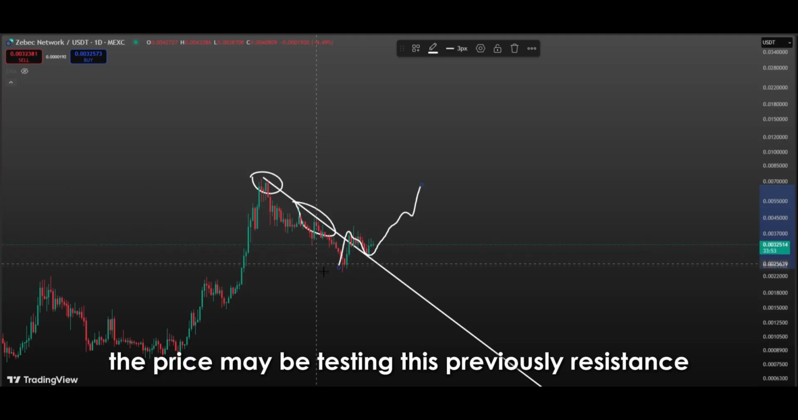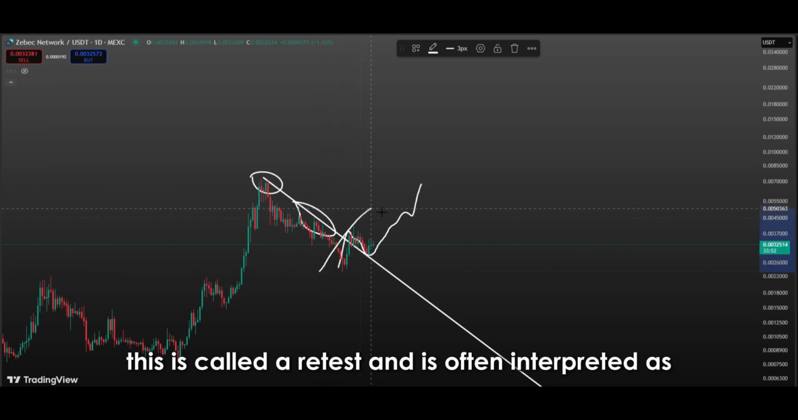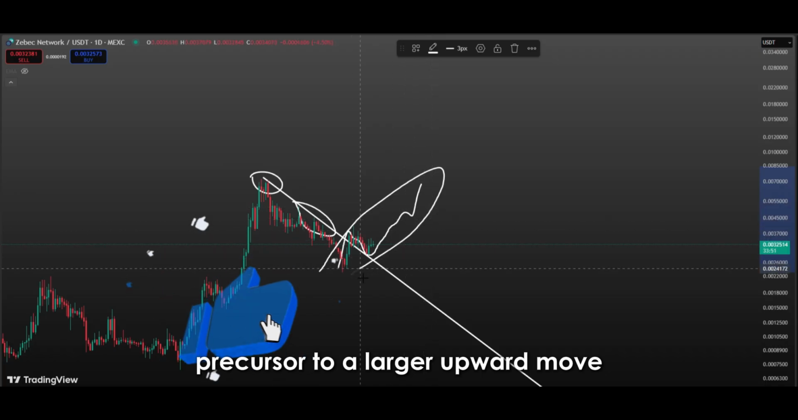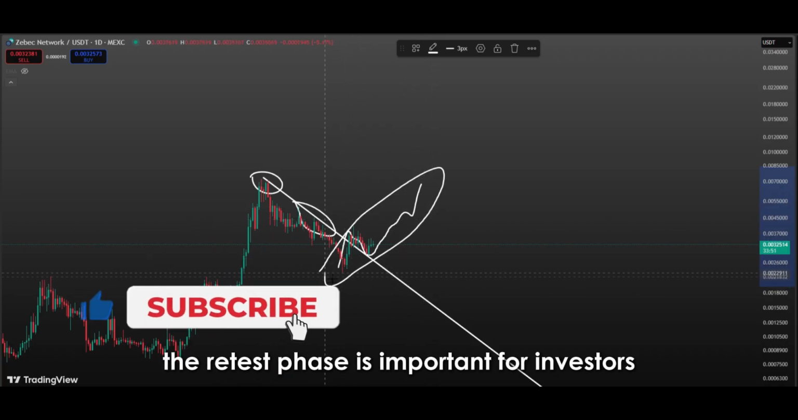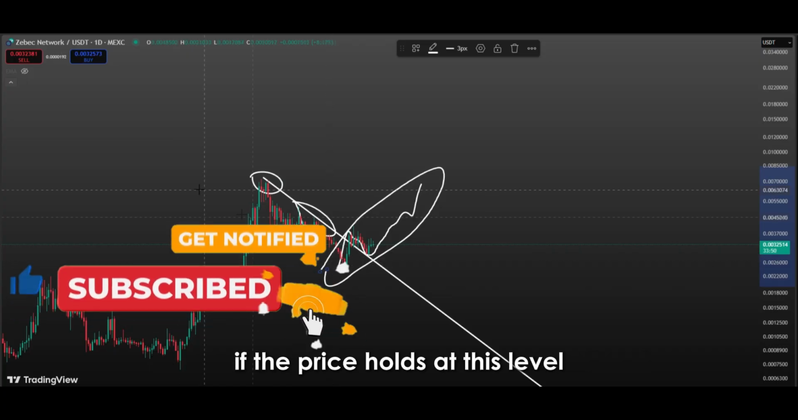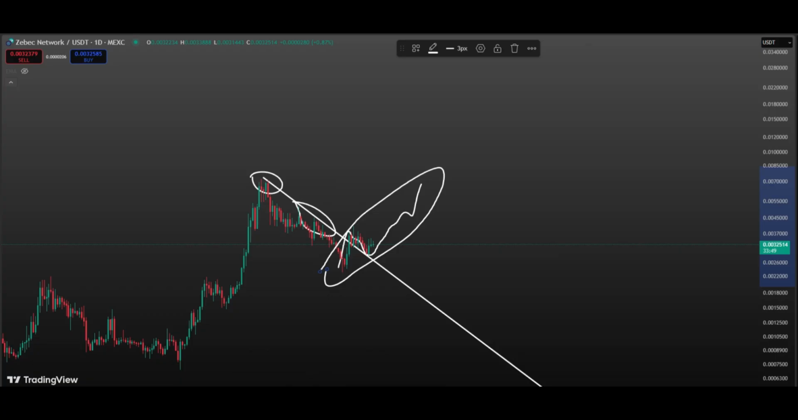Currently, the price may be testing this previously resistance, now support trend line. In technical analysis, this is called a retest and is often interpreted as a precursor to a larger upward move. The retest phase is important for investors to absorb and validate the new price level. If the price holds at this level and continues its upward movement with support from new buyers, it may confirm that the market has re-entered a bullish mode.